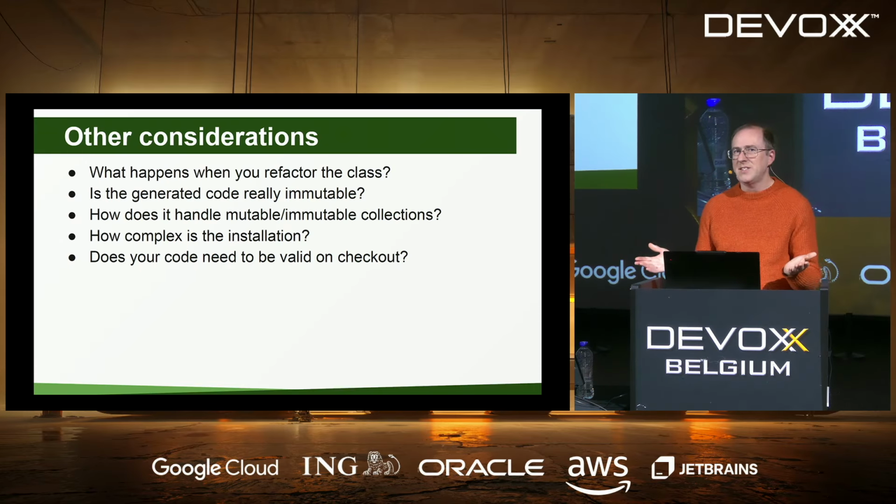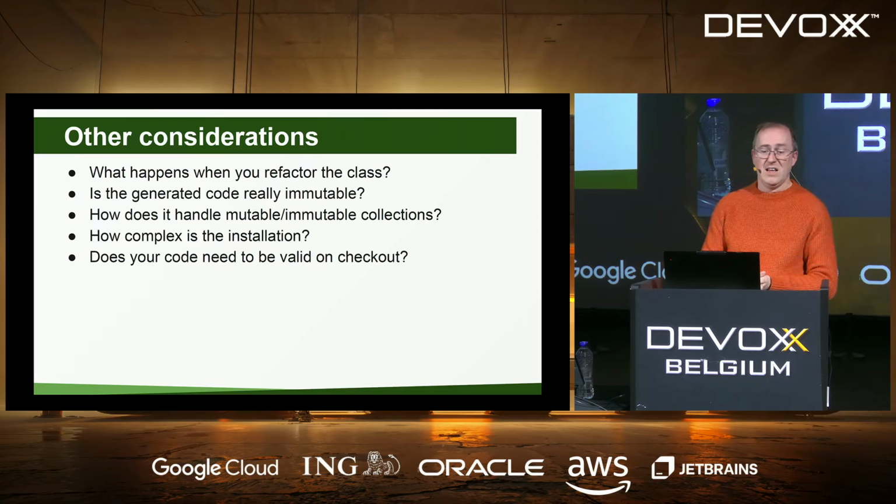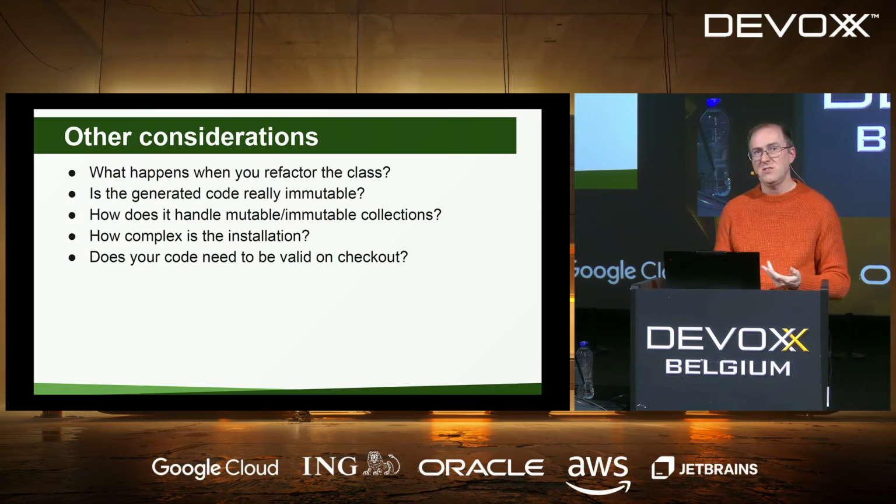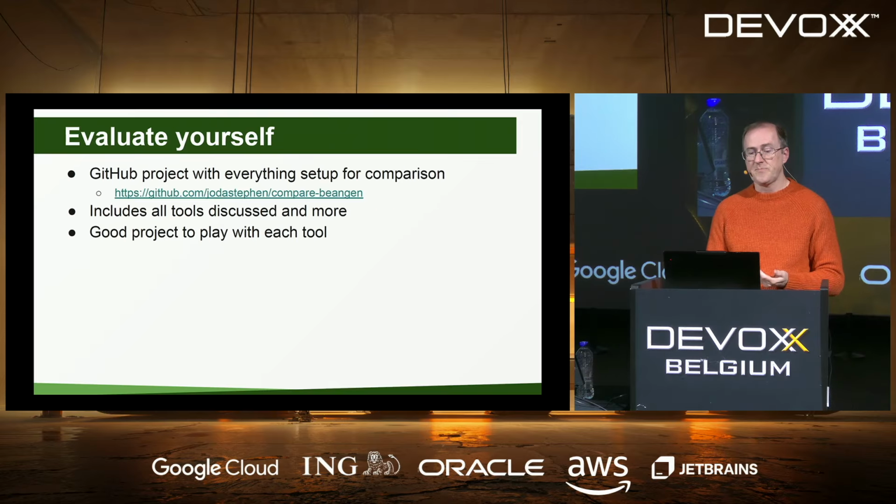Some questions you might want to ask yourself. What happens if you refactor the class? Is this class genuinely immutable? How does it handle collections, mutable, immutable collections? Because if you want to have an immutable bean, you need to have immutable collections, otherwise it's not much use, really. Is it complex to install? Does your code need to be valid on checkout? Maybe it does, maybe it doesn't.